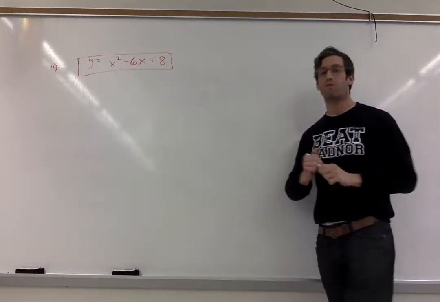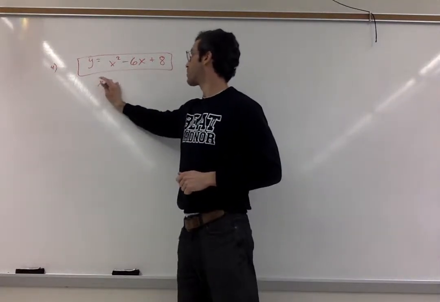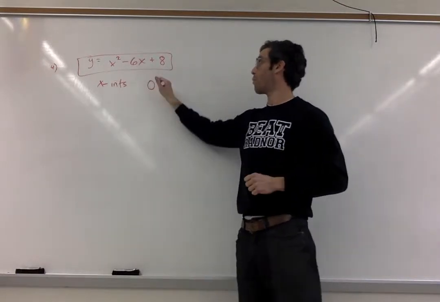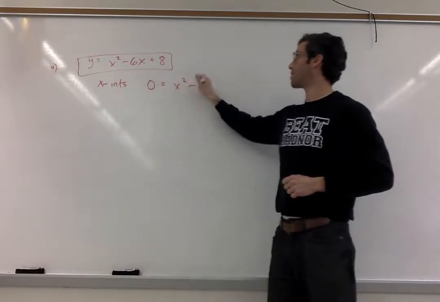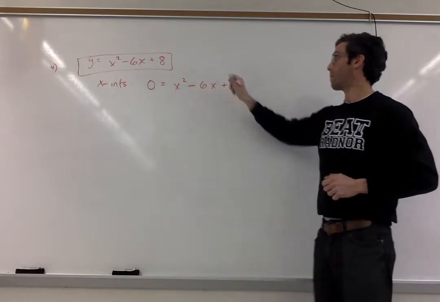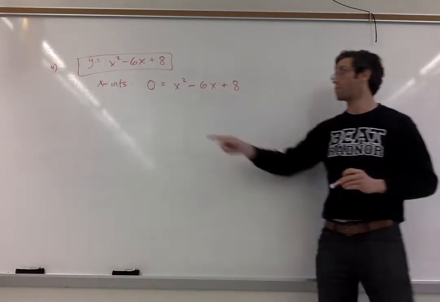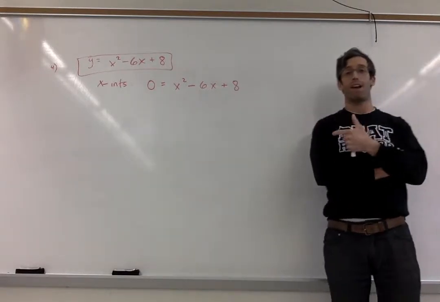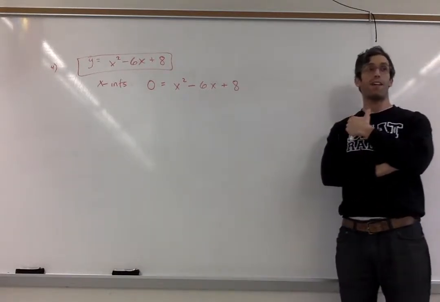All right, so the first thing we'll do is find the x-intercepts. For the x-intercepts, we always set y equal to 0, and you have to solve this equation. We're solving a quadratic equation, so we do that by factoring. You have to know how to factor to find the x-intercepts.